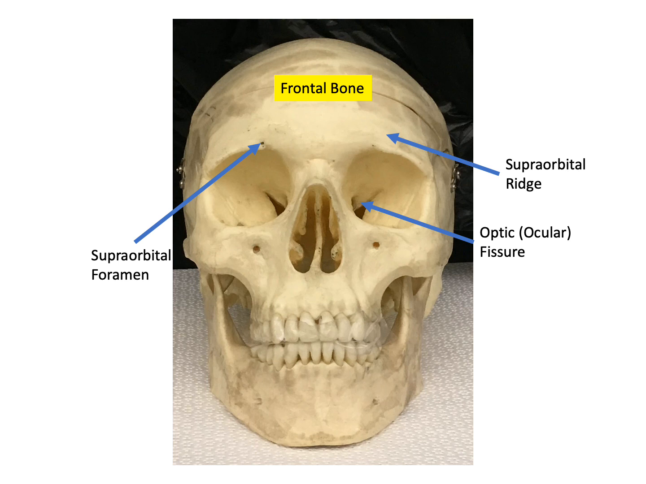The supraorbital ridge is going to be an attachment site for the frontalis muscle. The ocular fissure is going to allow for the extraocular muscles as well as blood vessels to head out into the orbital region.